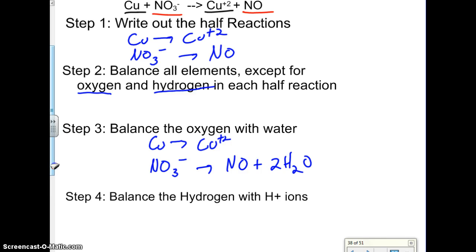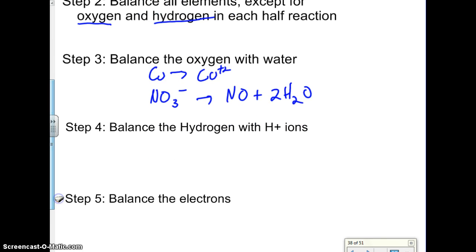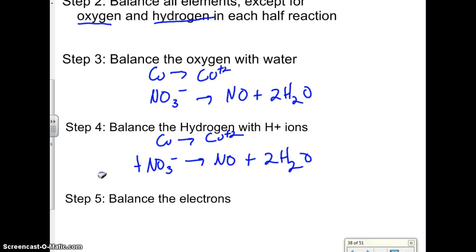So now, our next step is to balance the hydrogens we just added with hydrogen ions on the other side. So again, copper half reaction staying the same, copper forming copper plus 2, and then nitrate forming NO plus water, and 4 hydrogen ions back on our reactant side.